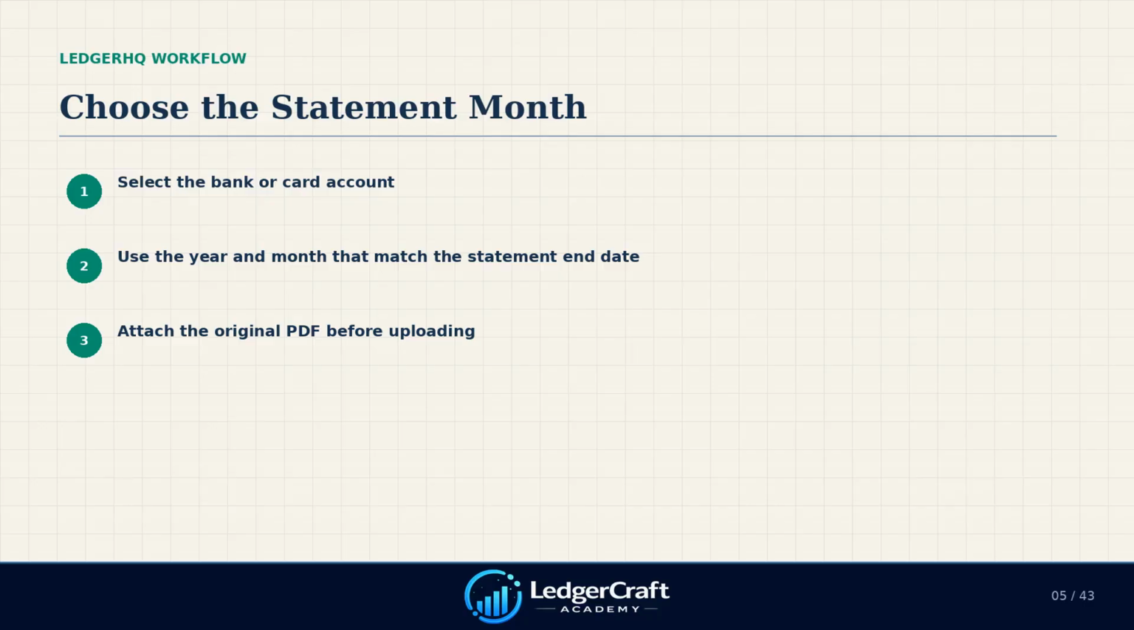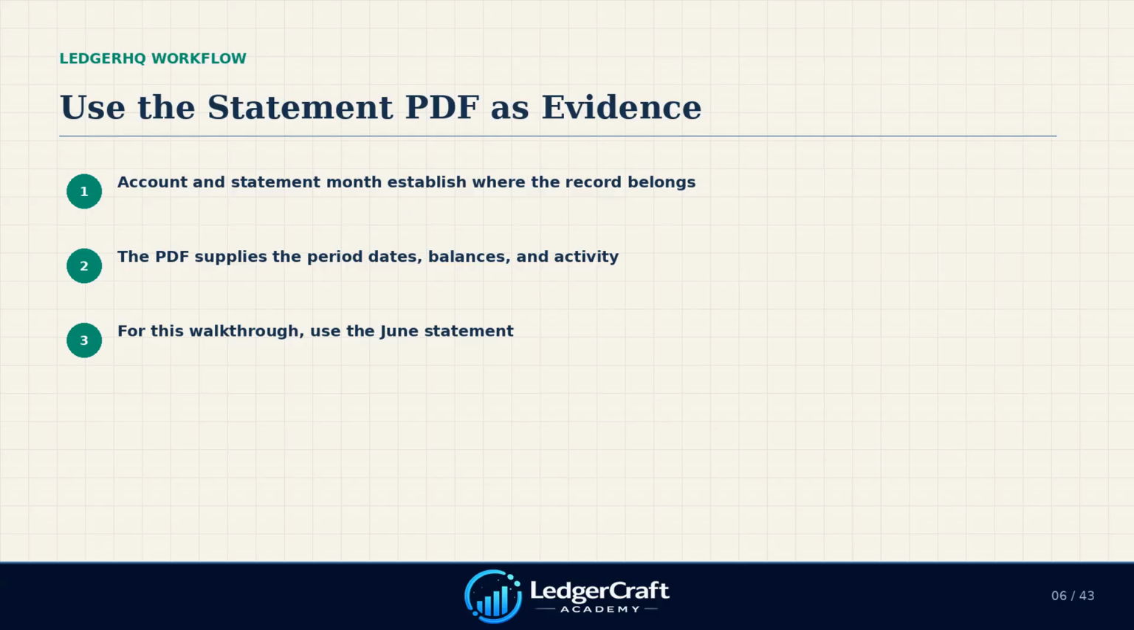Before upload, select the bank or card account, use the year and month that match the statement end date, and attach the original PDF. For this walkthrough, the close month is June. The account and statement month establish where the record belongs. The original PDF supplies the period dates, opening balance, ending balance, and statement activity. For this walkthrough, use the June statement.